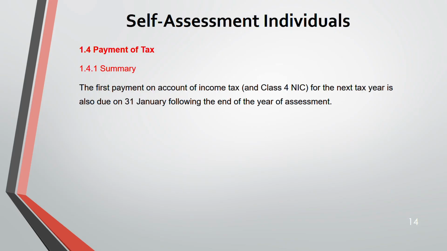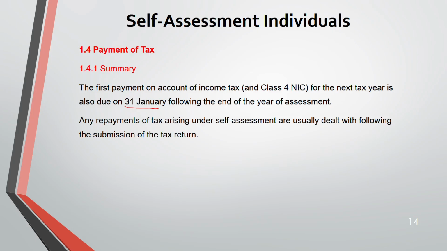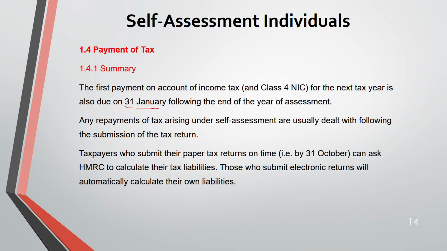Now, the first payment on account of income tax and class 4 for the next tax year. If you see, it is for the next tax year, that is also due on 31st Jan, following the end of the year. So there will be 2 payments on the same date. Any repayment of tax arising under self-assessment is dealt with when you are submitting the tax return.